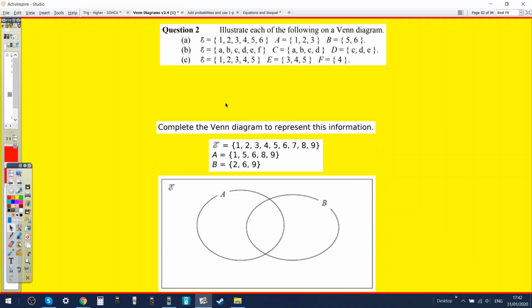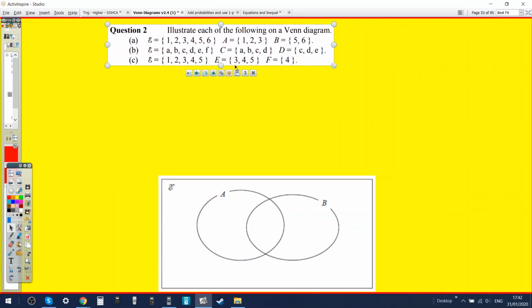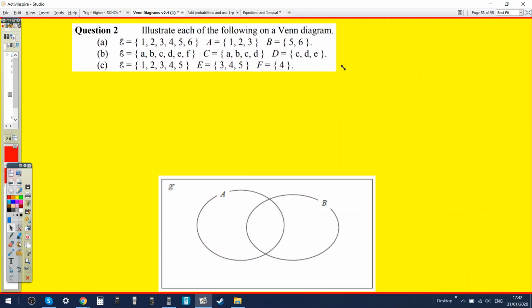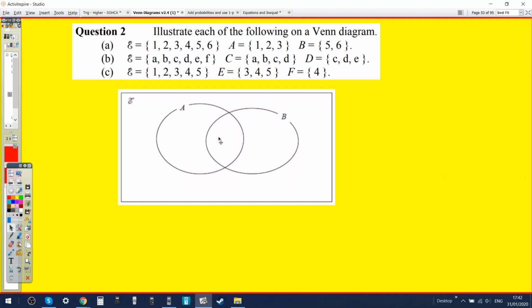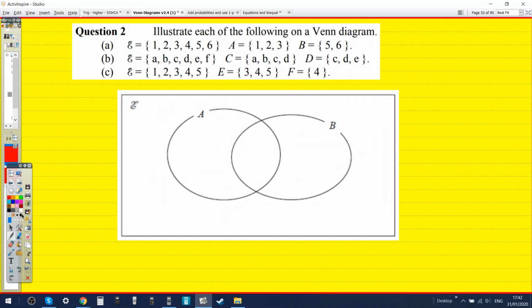Okay. Let's use this. We'll make our own little Venn diagram. Let's do question A. Put them in the Venn diagram. 1, 2, 3 in A and 5, 6 in B. Hang on. Let's do question B instead. Sorry.